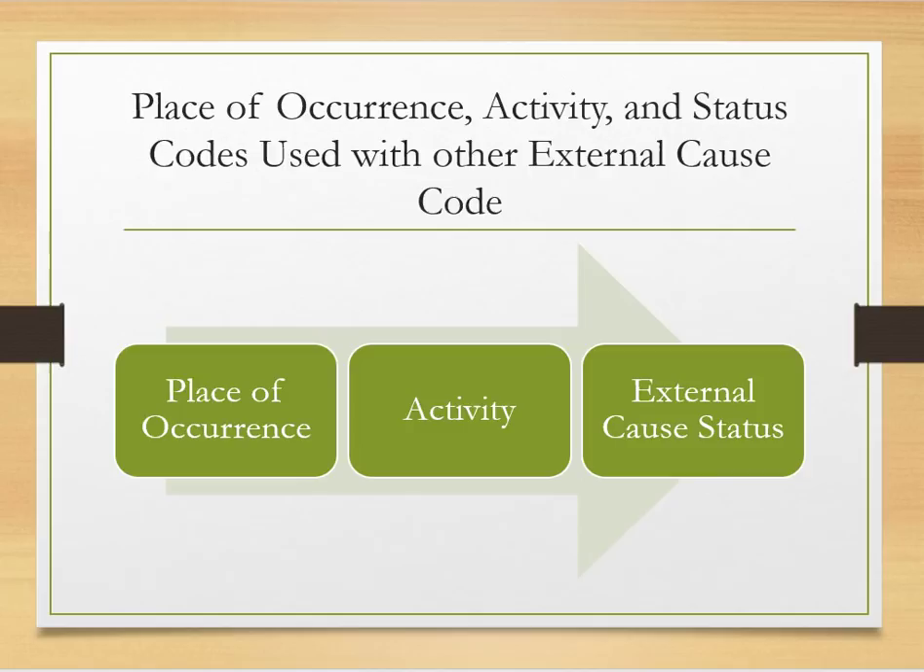All right, place of occurrence, activity, status codes used with other external cause codes. When applicable, the place of occurrence, activity, external cause status are sequenced after the main external cause codes. Regardless of the number of external cause codes that are assigned, generally there should be only one place of occurrence code, one activity code, and one external cause code assigned to an encounter. However, in the rare instance that a new injury occurs during a hospitalization, an additional place of occurrence code may be assigned, and I went over that before.